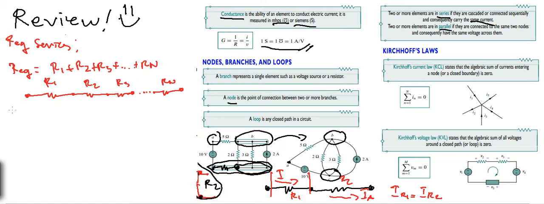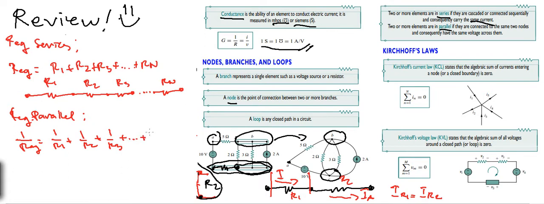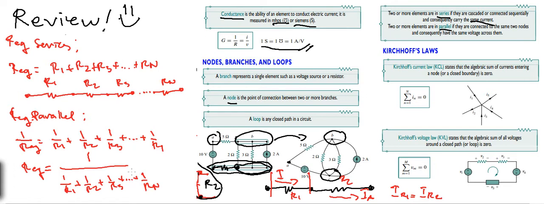While for R equivalent for the parallel, we have 1 over R equivalent is equal to 1 over R1 plus 1 over R2 plus 1 over R3 plus that, plus 1 over Rn. Or, we can say that R equivalent is equal to the inverse, so we have 1 over the quantity 1 over R1 plus 1 over R2 plus 1 over R3 plus that, plus 1 over Rn. That is how it is.